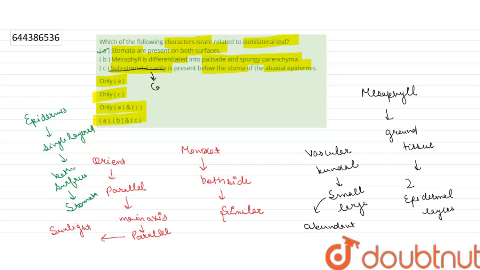Now students, substomatal cavity is the cavity which is located immediately proximal to stoma, that is stomata. It acts as a diffusion chamber. We have already discussed that stomata is present on both surfaces of epidermis in isobilateral leaf. So substomatal cavity is also present. That means option A and C is the right answer. So the third option is the correct answer of this question.